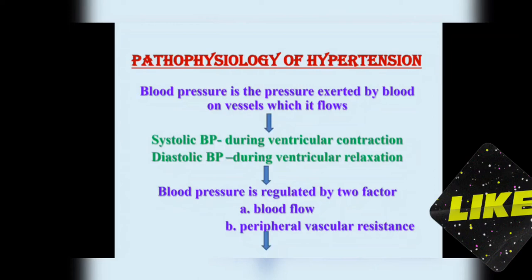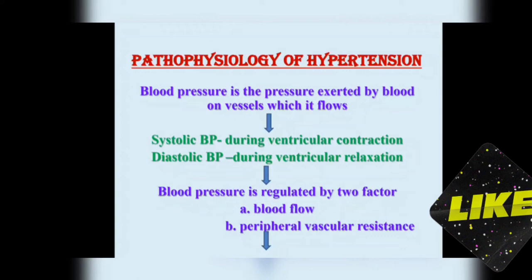We can say there is systolic BP and diastolic BP. During ventricular contraction, when the heart is contracting, the blood pressure measured at that time is called systolic blood pressure, which is the highest blood pressure, and normal is 120 mm of Hg. Diastolic blood pressure is measured during ventricular relaxation, when the heart and ventricles are relaxed. It is the lowest blood pressure and normal is 80 mm of Hg.